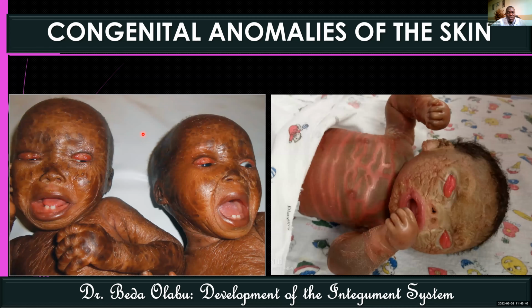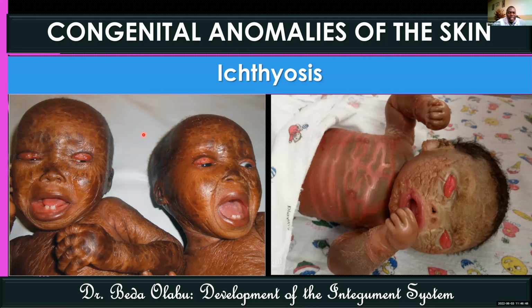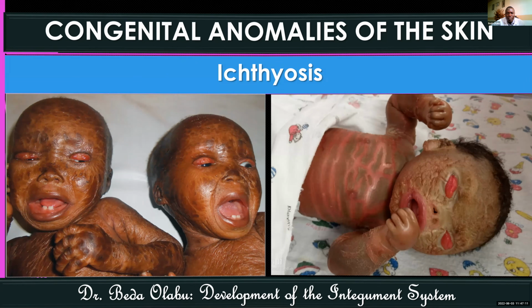These other images show us what we call ichthyosis. Ichthyosis due to excess keratinization. So the skin usually become very thick with excess keratin and usually show a lot of cracking, as we can see in these babies. We call this one ichthyosis, excess keratinization that lead to the cracking of the skin.